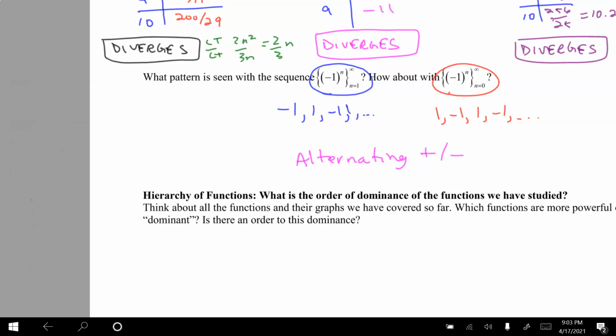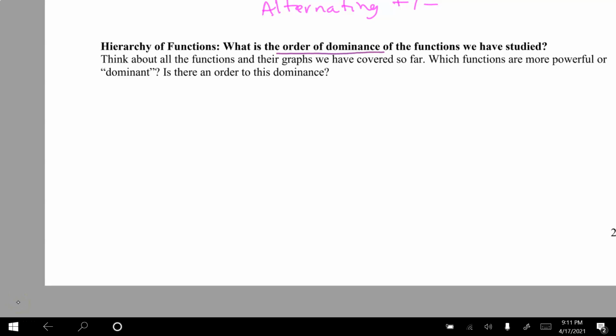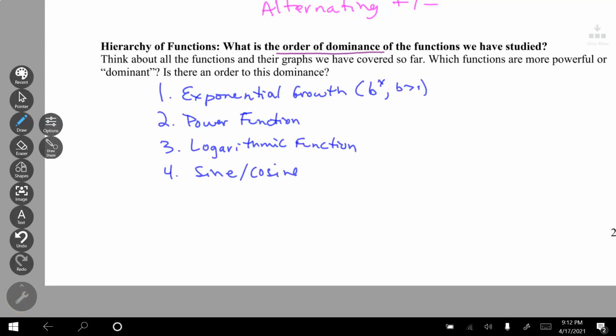Positive, negative, positive, negative. Okay, we've studied a lot of different types of functions throughout the year. We have to look at the dominance of functions. Which functions are more powerful than other functions? And it's going to help us to decide if something is converging or diverging. So I'm going to put down the list of the order on which is more powerful than the other, and we'll talk about it.